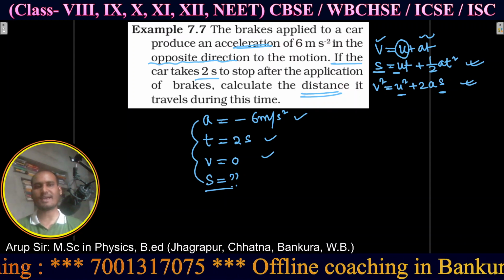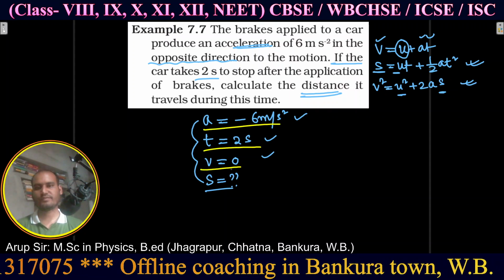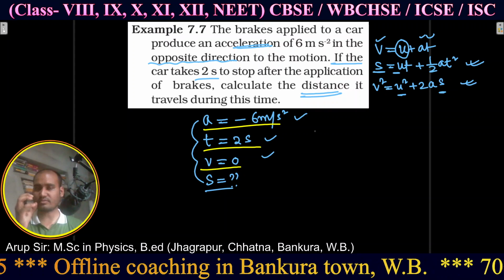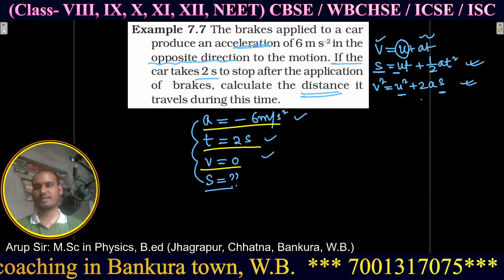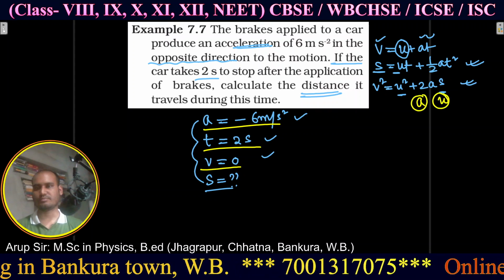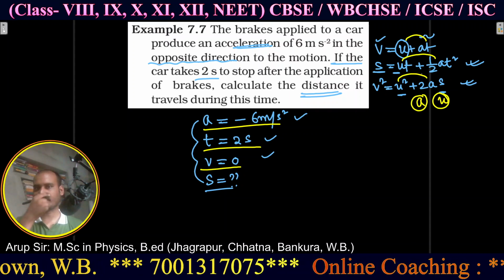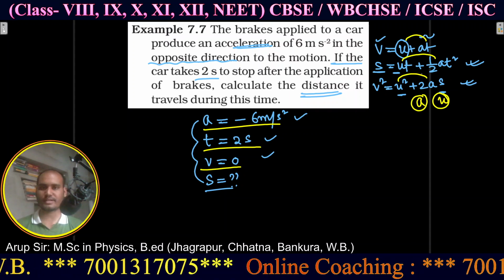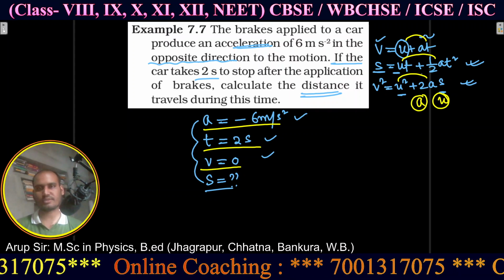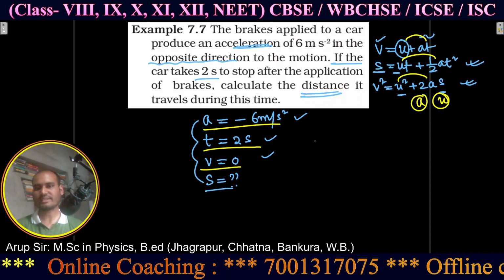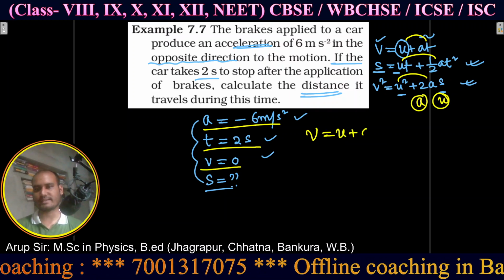So what is the approach? Since A, T, V are known, first find out the value of U, because U and A are very important terms, as these two terms are common in all the equations you can see. Since U is missing here, we need to find out U. What is the formula for calculating U? That is V equals U plus AT.